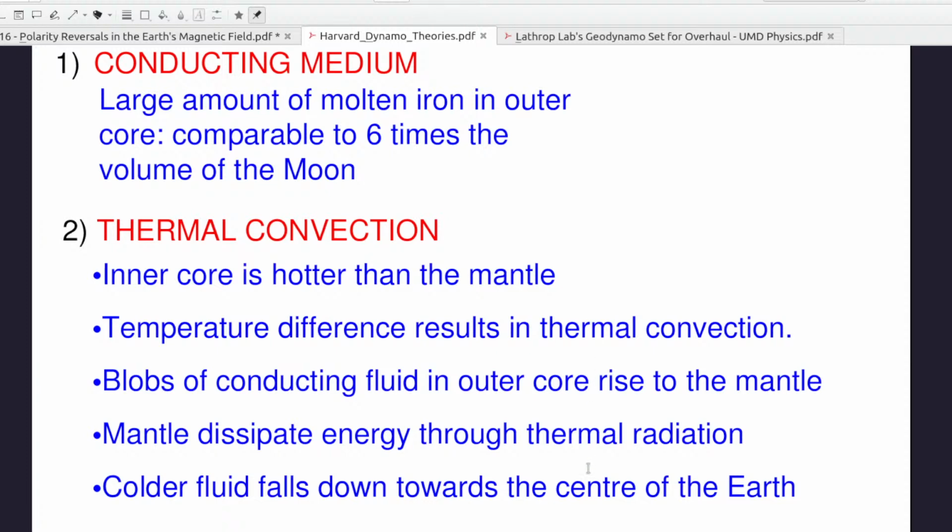So here they are talking about the thermal convection. Large amount of molten iron in the outer core is comparable to 6 times the volume of the moon. And the thermal convection: the inner core is hotter than the mantle. The temperature difference results in thermal convection. That just happens to work magically in the direction they need for their magnetic field. And with the rotation of the Earth, blobs of conducting fluid in the outer core rise to the mantle. The mantle dissipates energy through thermal radiation. Colder fluid falls down towards the center of the Earth.